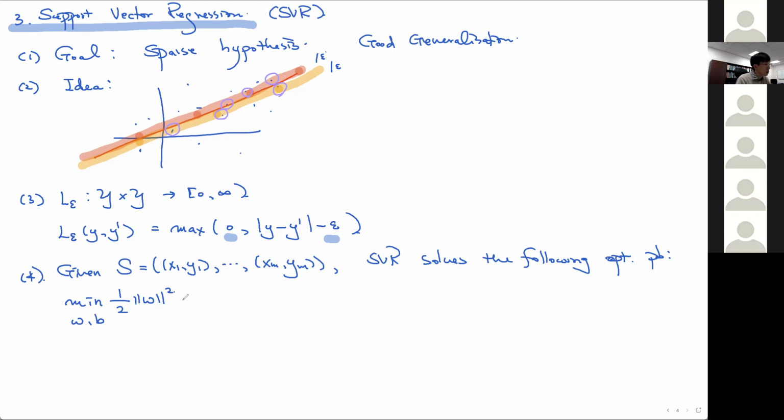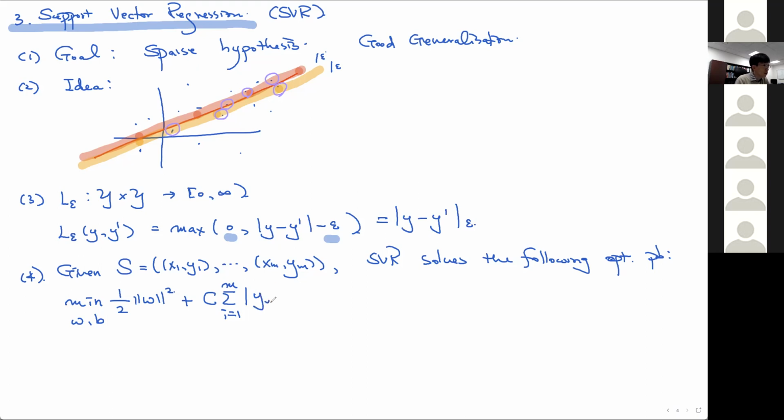Minimize this term, but instead of using lambda, it uses a C, but they are essentially the same thing. So we have a term to manage the complexity of the model. You can also say we regularize the model. The other term is for the prediction error or empirical error. For empirical error, it uses this L epsilon, which is also often written like this. In the textbook, that's the notation that they are using.